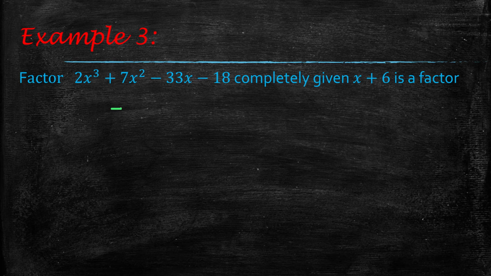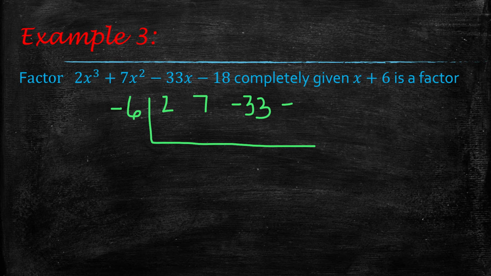So we're going to synthetically divide. We're going to put negative 6 on the outside, and then we're going to put our coefficients. Now there's not a term missing, so we're going to go 2, then 7, then negative 33, then negative 18.